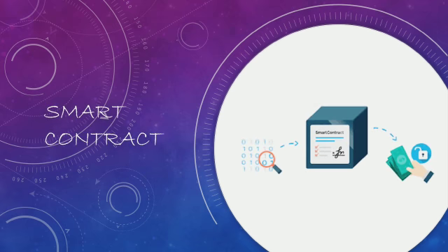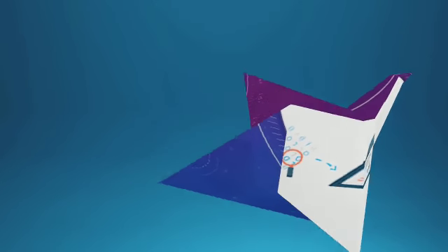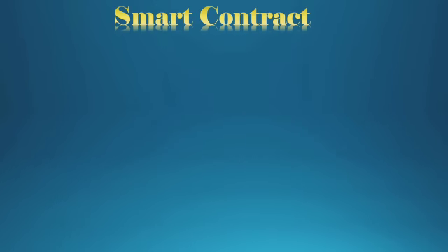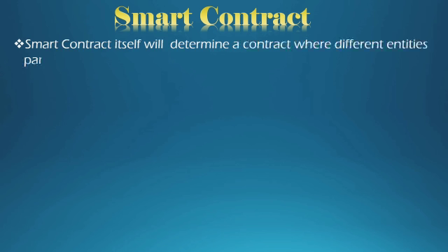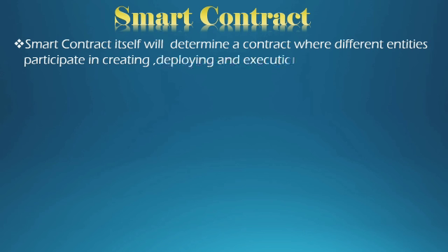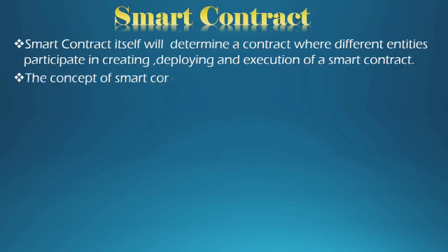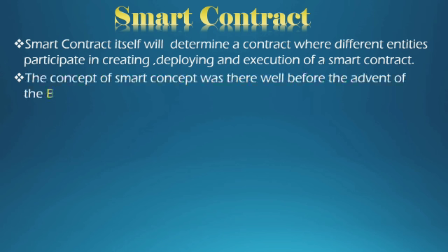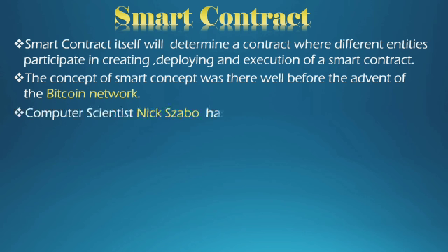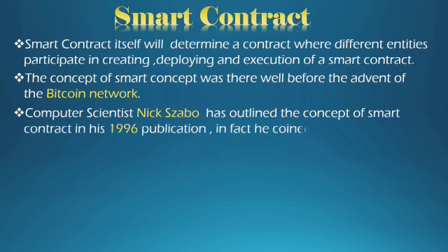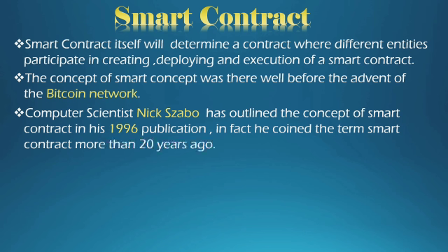Let me start with the definition or a kind of introduction to smart contracts. A smart contract is a contract where different entities participate in creating, deploying, and executing it. The concept of smart contract was there well before the advent of the Bitcoin network. Computer scientist Nick Szabo outlined the concept in his 1996 publication. In fact, he coined the term smart contract more than 20 years ago.